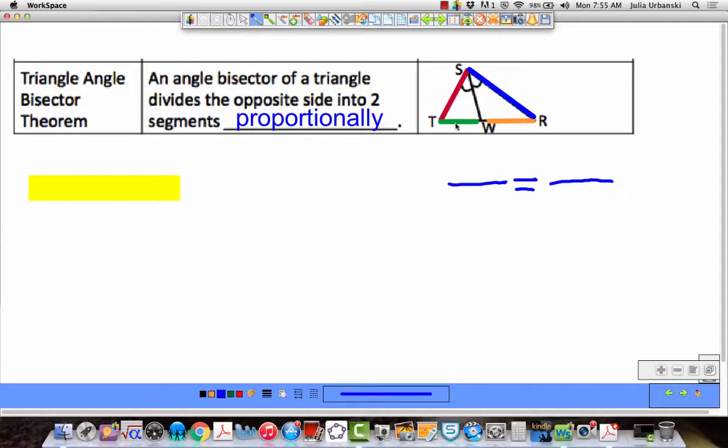ST goes over what? What's on the bottom of the fraction? TW. And SR is on top. What's on the bottom of that fraction? WR, either way. Okay?